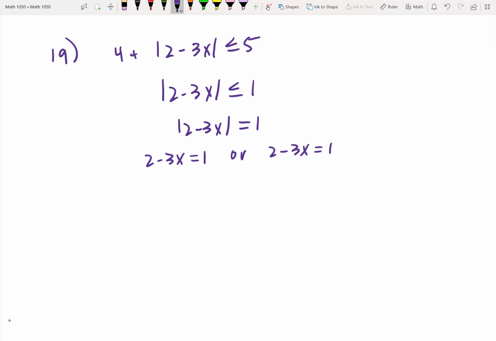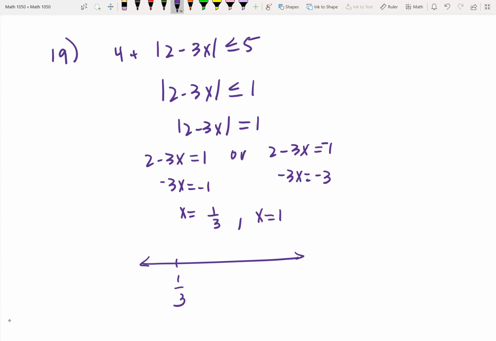So move your 2 over, becomes a negative. Negative 3x equals negative 1. Divide, x equals 1/3. Over here, negative 3x, that should be a negative 1. 2 comes over and becomes negative. Negative 3x equals negative 3. Divide, x equals 1.